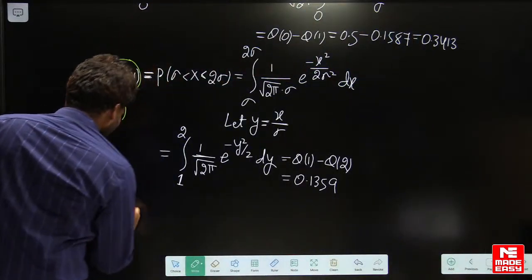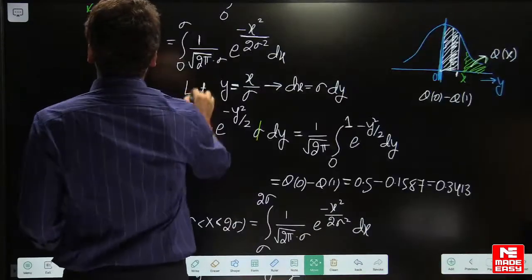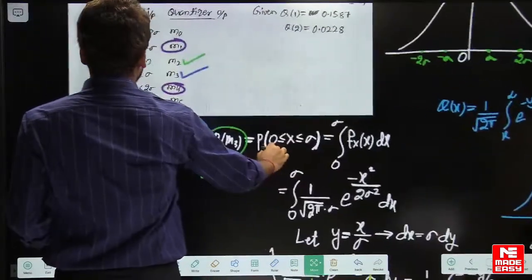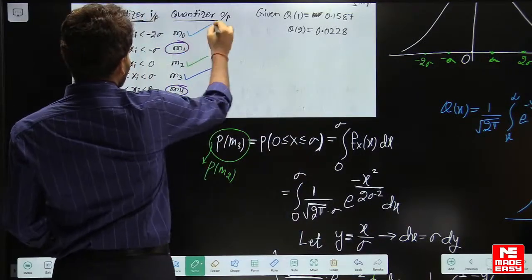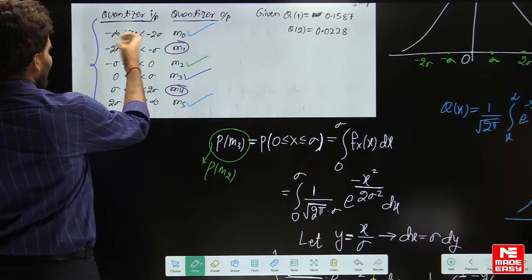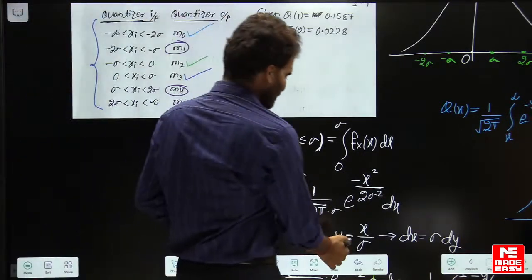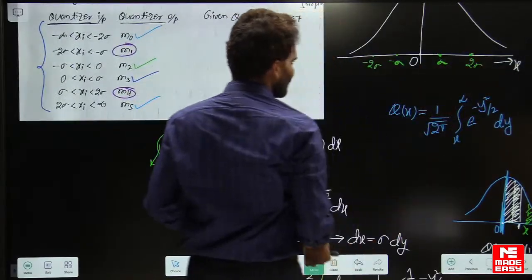Next, I'm finding P. Similarly, yes, this PM5 and PM0 will be same. What is the area from 2 sigma to infinity and minus infinity to minus 2 sigma? It will be same. Yes, no? The area from minus infinity to minus 2 sigma and 2 sigma to infinity will be same.